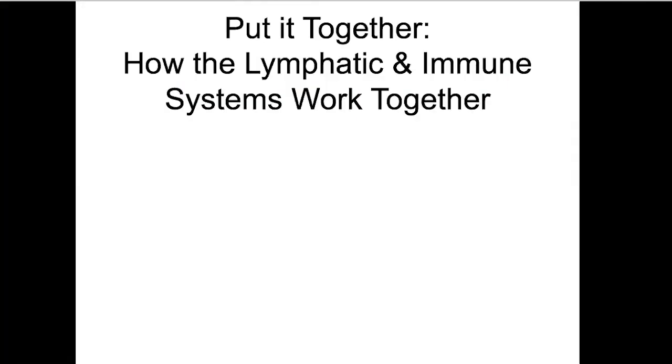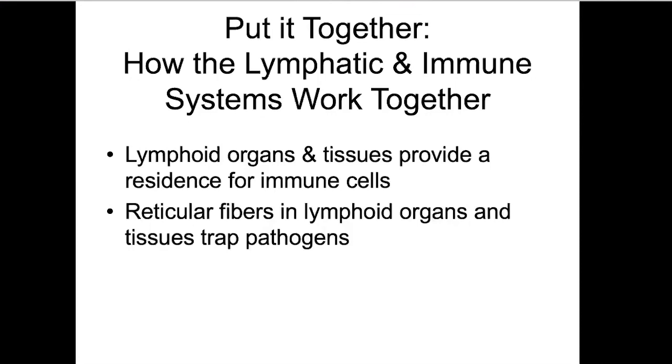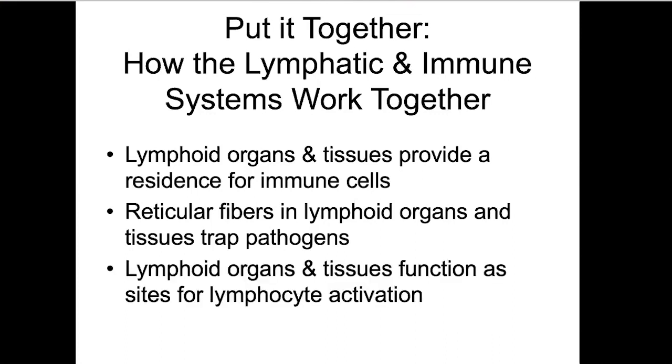Putting it all together, how the two systems work together. Recall that macrophages as well as lymphocytes reside within lymphoid organs and tissues. In addition, reticular fibers make up the internal framework of these organs and tissues, and these reticular fibers help to trap pathogens, making them available to phagocytic cells such as macrophages and also to the lymphocytes. In addition, lymphoid organs and tissues are where lymphocytes encounter their antigens for the first time.